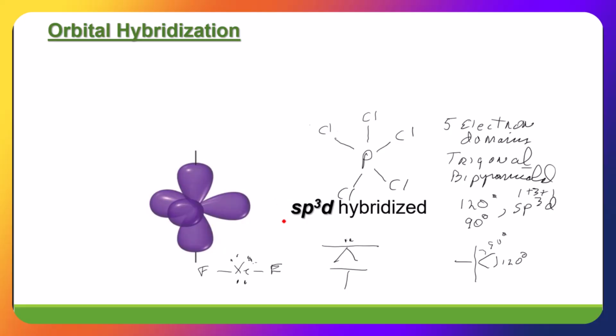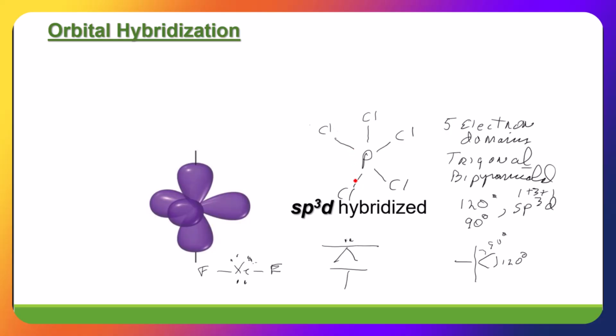Okay, let's do sp3d hybridized. This is for elements that break the octet rule, like phosphorus. We've got 2, 4, 6, 8, 10 electrons around the central atom. So that gives us sp3d hybridization. Let's take a look at it. 1, 2, 3, 4, 5 electron domains.